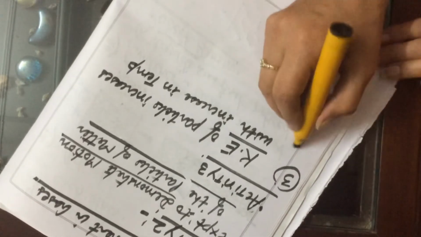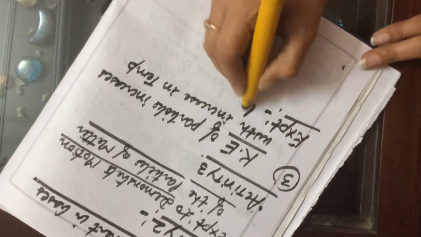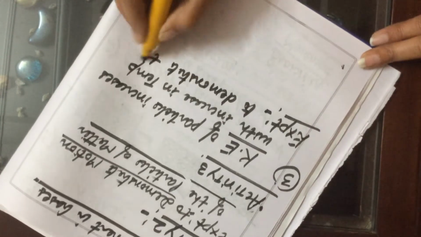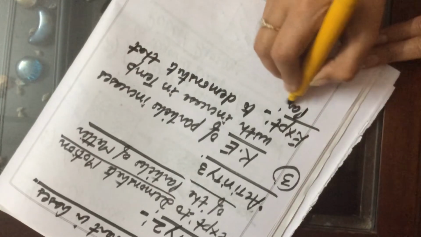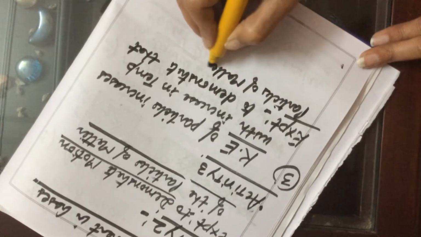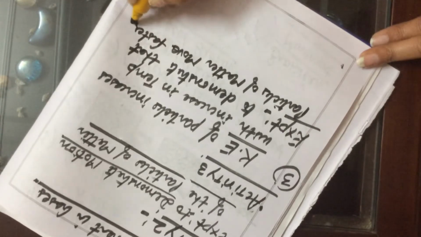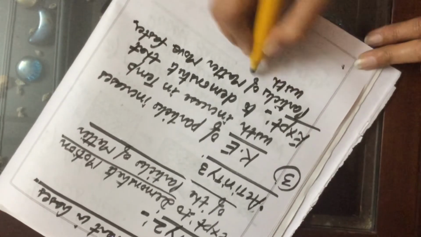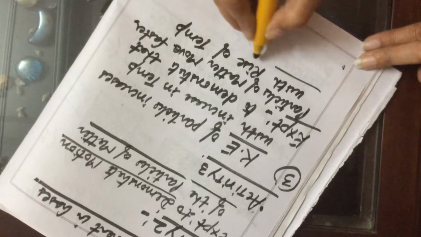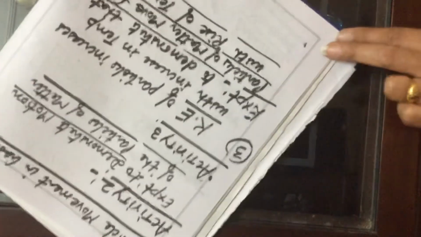Now again, to understand this, we have an activity, an experiment to demonstrate that particles of matter move faster. When do they move faster? With rise of temperature. So how will we demonstrate this, that particles of matter move faster when there is rise in temperature?